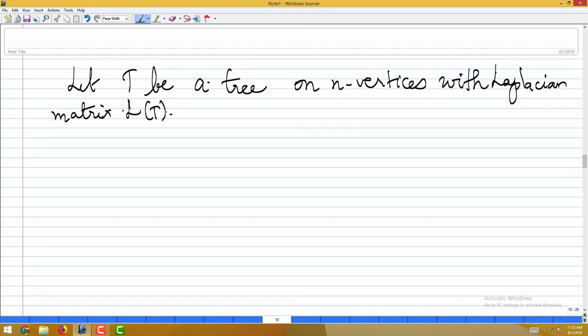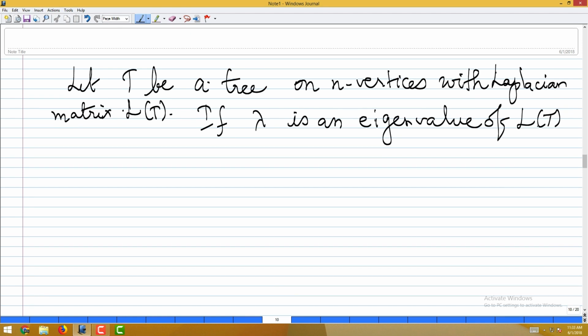So, if I want to look at the eigenvalues of this Laplacian matrix, okay, then one interesting result is that if I have an integer eigenvalue for Laplacian, okay, then that integer should be a divisor of n. Okay, if there is an integer eigenvalue, then it has to divide n. Okay. So, if lambda is an eigenvalue of L of T.